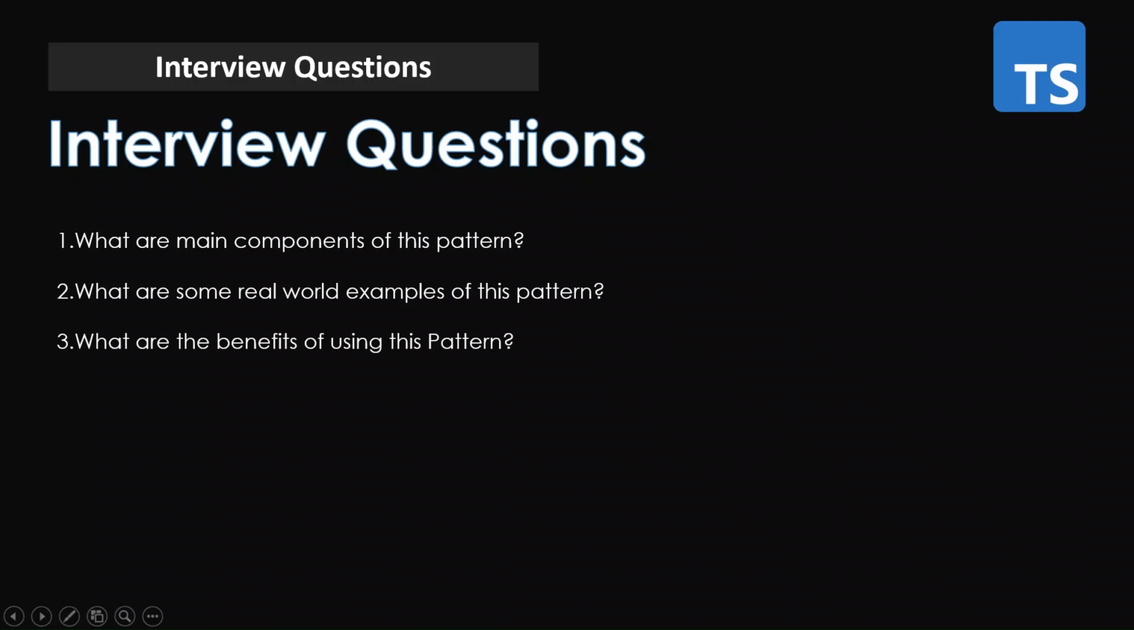Benefits, again, the loose coupling means that observers are loosely coupled. Subject doesn't need to know the details of the observers. Definitely. Dynamic relationship means observer can be added or removed at runtime, allowing for flexible and dynamic relationships. And scalability: this pattern supports the addition of any number of observers, making it scalable for systems that need to notify multiple objects about changes.